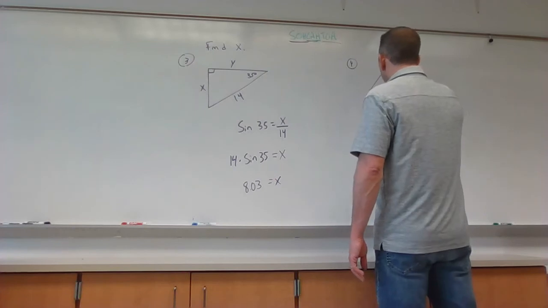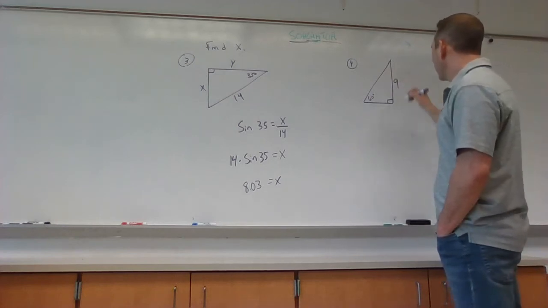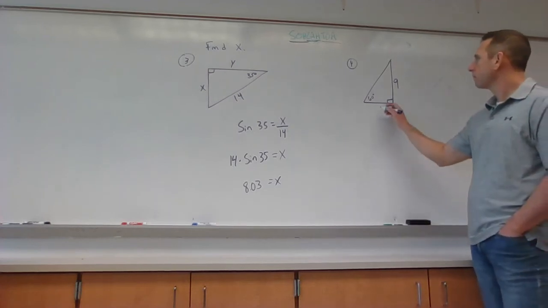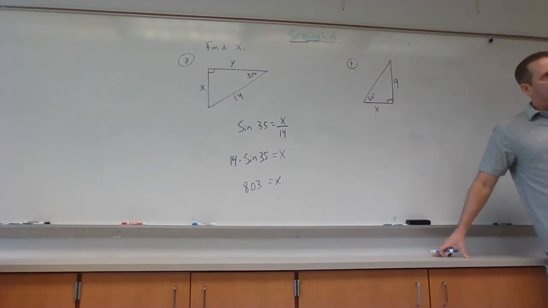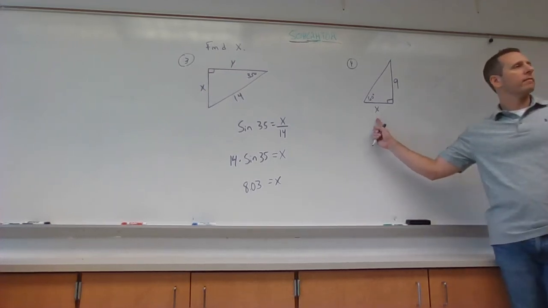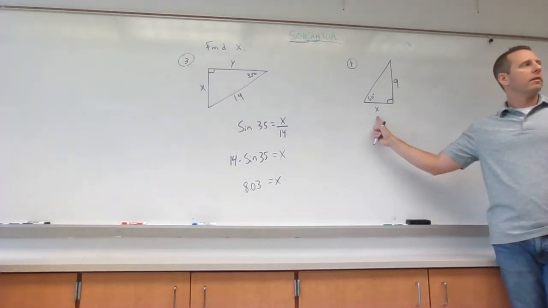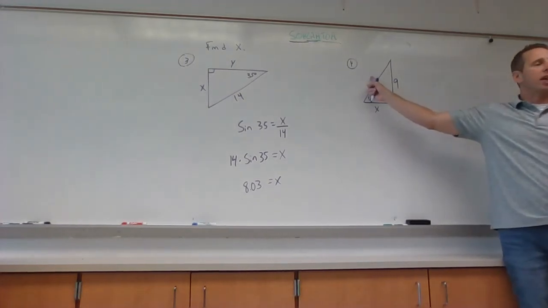But look what you can do. Ready? This is 60 degrees. This is 9. We're still finding x. Now, those of you from last unit that remembered how to find the missing sides quickly, what is this? It's 3 rad 3. This would be 3 rad 3, and this would be 6 rad 3.